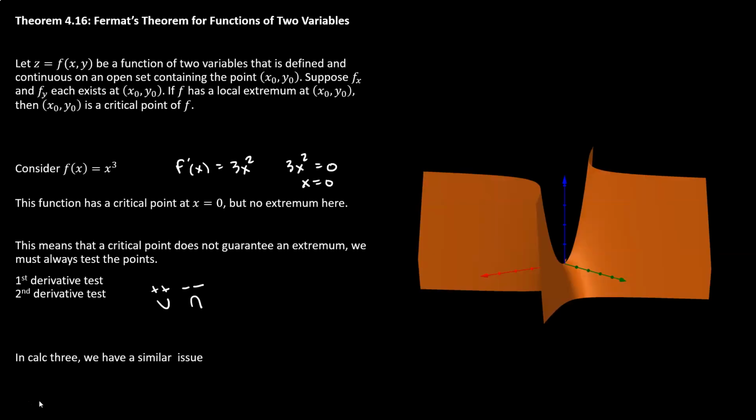In Calc 3, we can have a similar but different issue. Here, we have a critical point at the origin. But if you look at the vertical traces, along the y direction, we get a downward facing parabola. You see that in magenta. Along the x direction, we have an upward facing parabola. You see that in light blue. And these two things don't agree with each other. In the x direction, it's saying that we have a minimum. In the y direction, it's saying we have a maximum.